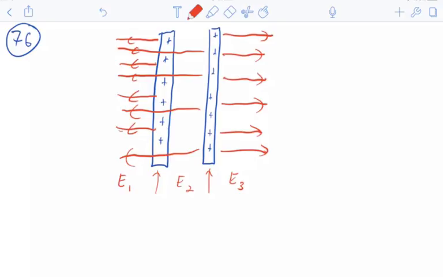Where to go? 76. There you go. 0.3 nanocoulomb per meter squared.